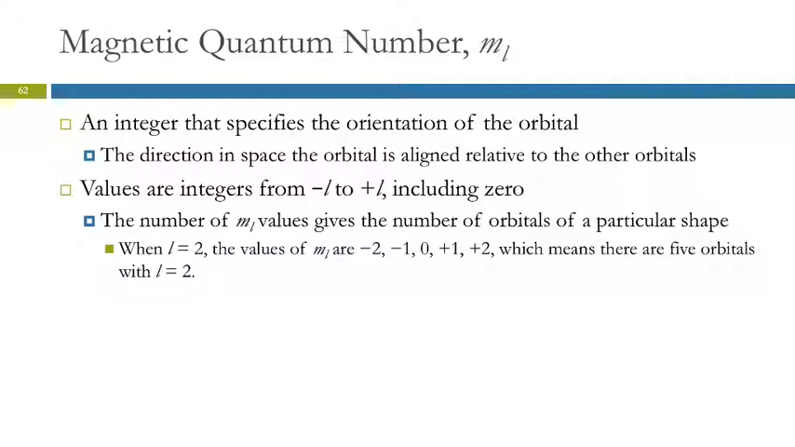The magnetic quantum number tells the orientation of the orbital. So if you think of three-dimensional space, you can have things oriented differently, right side up or sideways, etc. The values for this number vary from minus L to plus L and include 0. So if L equals 2, then M sub L could be minus 2, minus 1, 0, plus 1, or plus 2. So that tells us there's 5 different orbitals that have L equals 2.